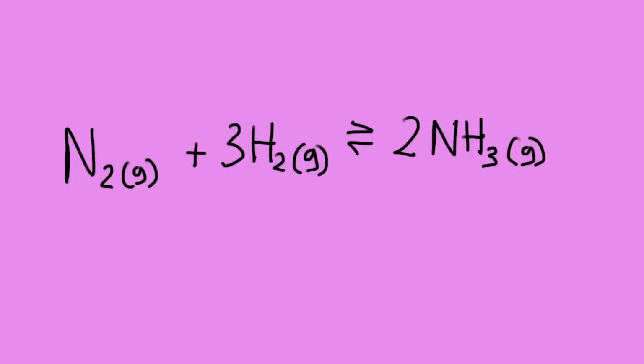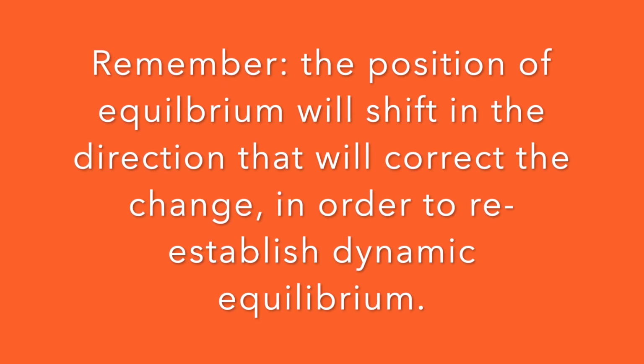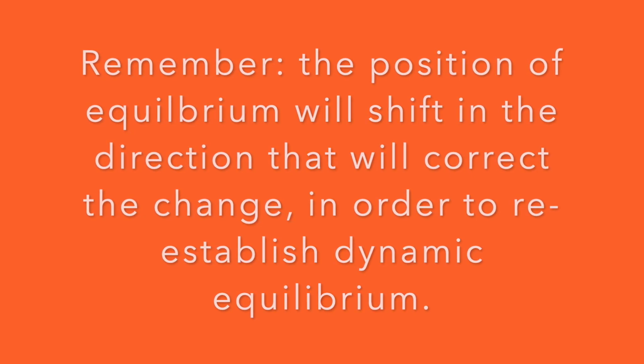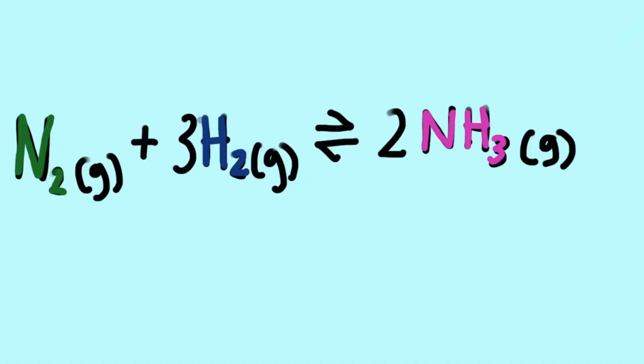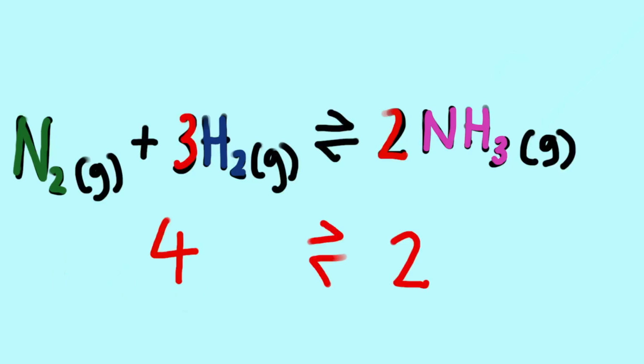They will hit the sides of the container more often. Let's have a look at the effect of increasing the overall pressure on the position of equilibrium for the Haber process. Remember, the position of equilibrium will shift in the direction that will correct the change in order to re-establish dynamic equilibrium. Okay, so the first thing that we need to do is balance the equation, which is already balanced, so that's perfect. The next thing that we need to do is to look at the number of molecules that we have on either side of the equation. We use the balancing numbers to help us. So on the left-hand side, we've got 1 nitrogen molecule and 3 hydrogens, so that's 4 in total. And on the right-hand side, we have 2 molecules of ammonia.